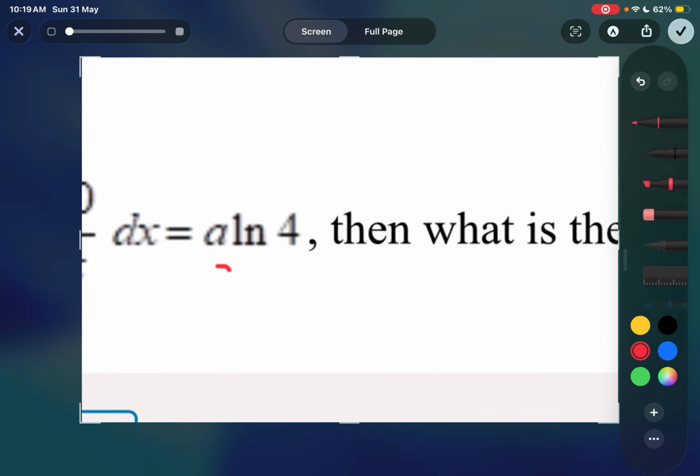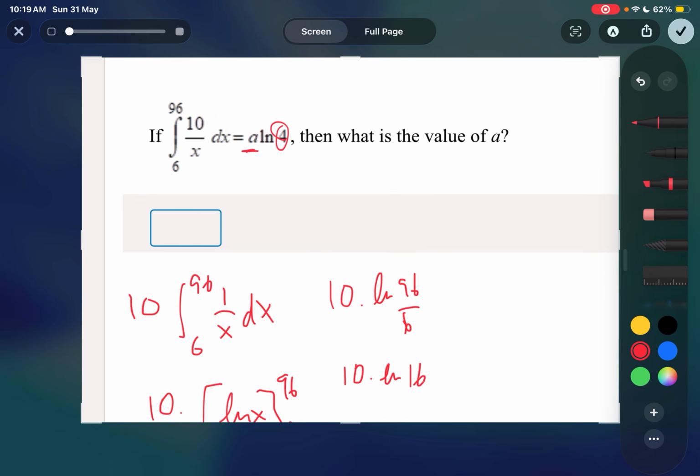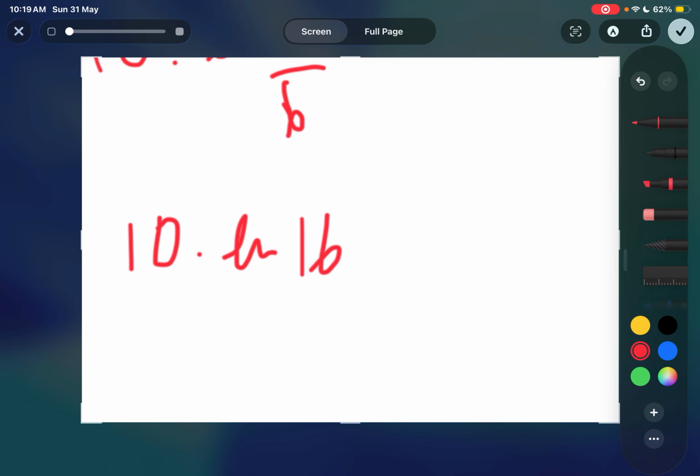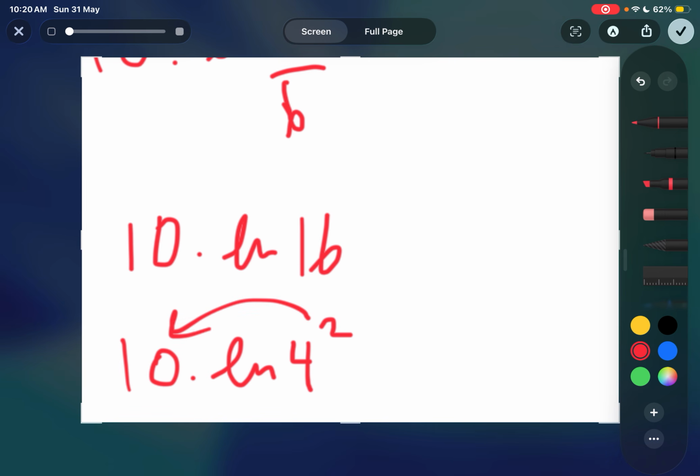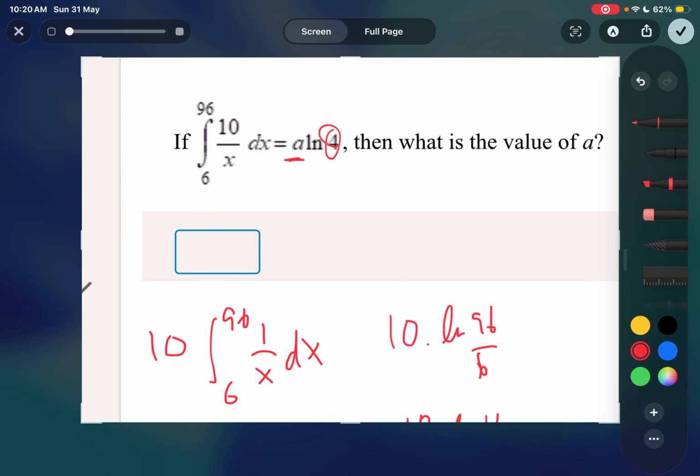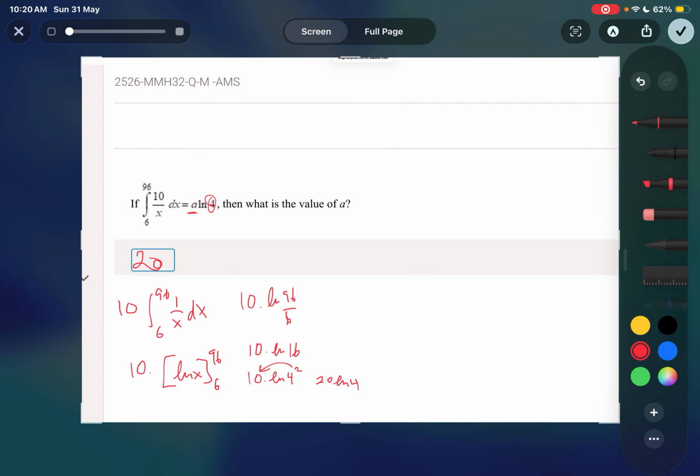Here they want a, and they want here ln 4. How do you get 4? You know that 16 is 4 to the power of 2. So it will be 10 times ln of 4 to the power of 2. You can move now the 2 there. 10 times 2 is 20, so it will be 20 ln of 4. So a here is 20. It was 20 ln 4.